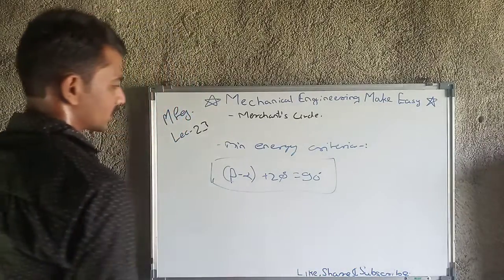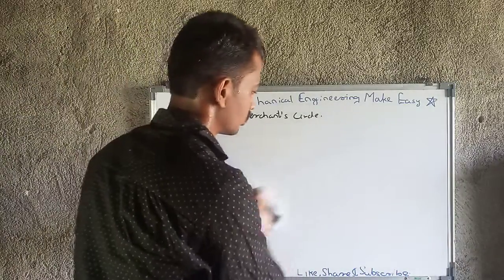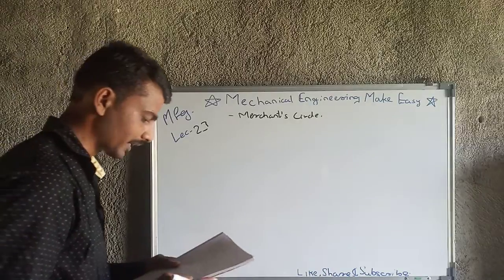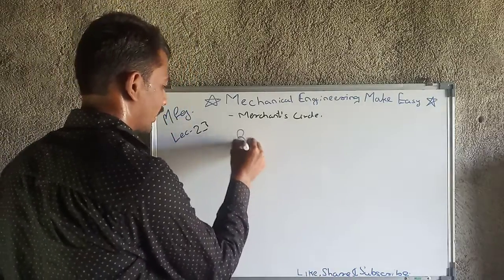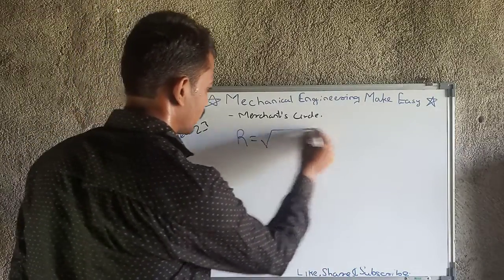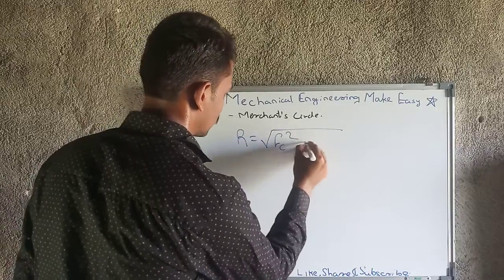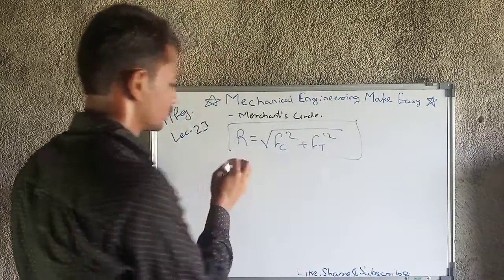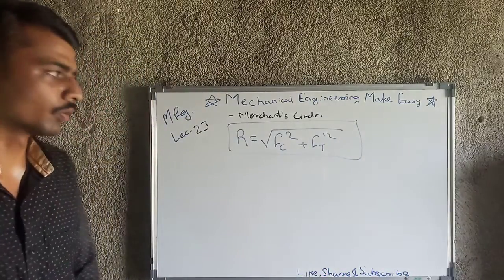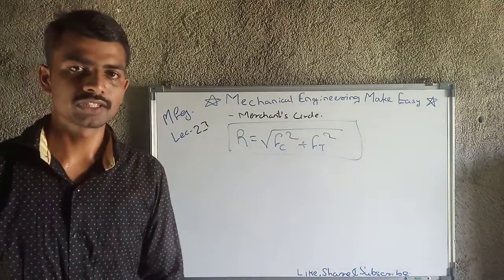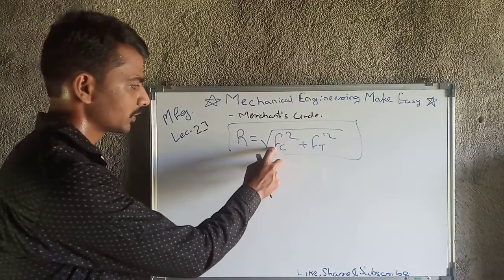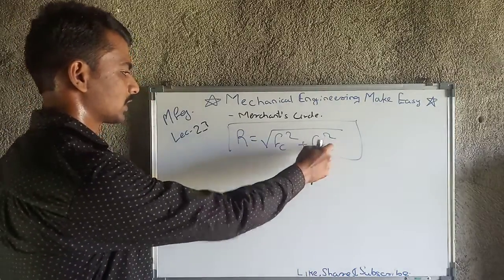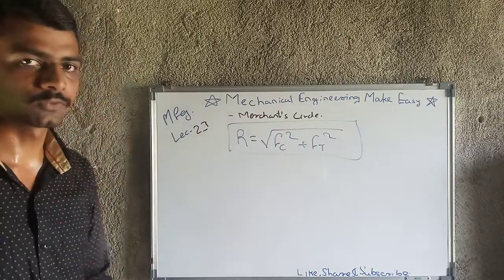Then we will move towards our next relation, and that relation, I have given you an idea about it in the figure itself, is the resultant force. The exact amount of resultant force is the square root of Fc squared plus Ft squared. This is the cutting force and this is the thrust force. The resultant of cutting force and thrust force is our resultant force.